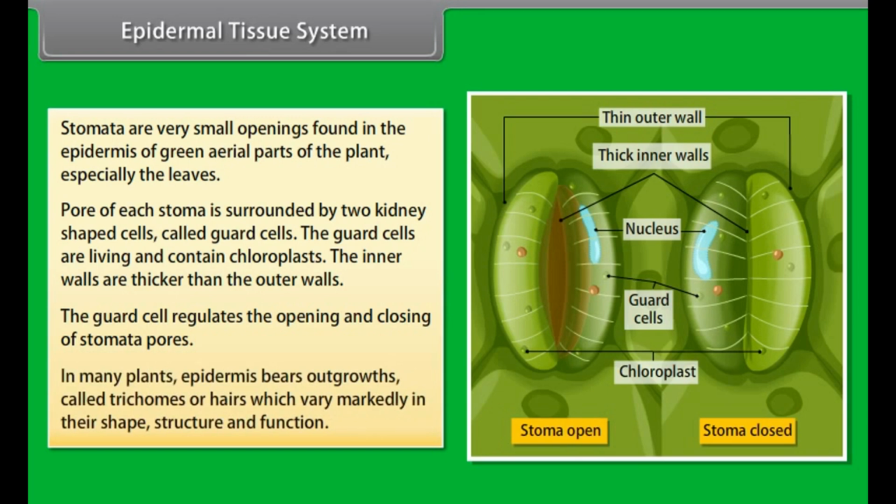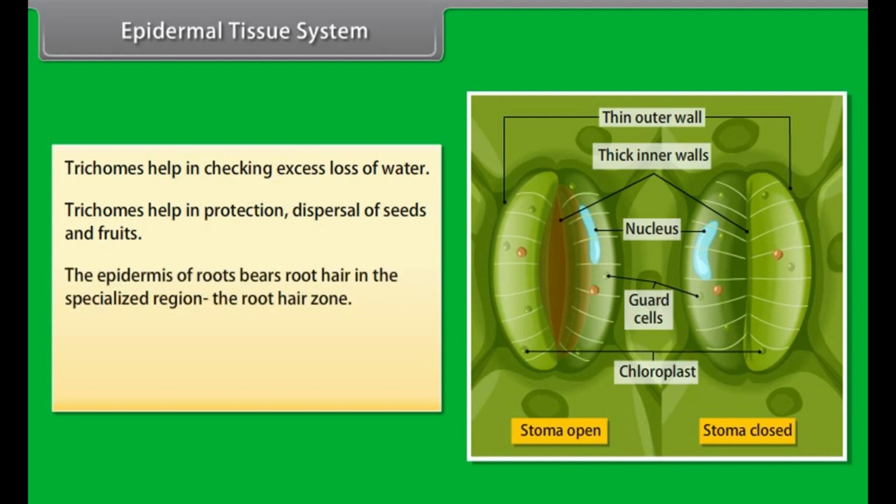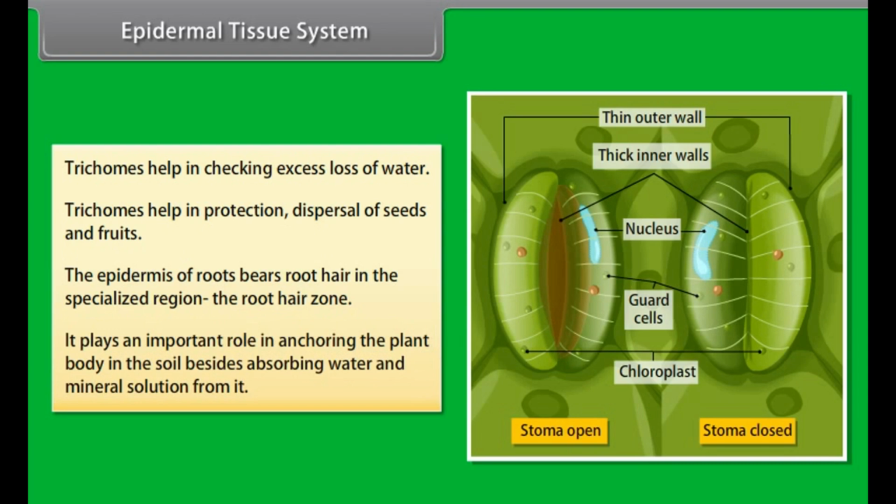In many plants, epidermis bears outgrowths called trichomes or hairs, which vary markedly in their shape, structure and function. Trichomes help in checking excess loss of water. Trichomes help in protection, and dispersal of seeds and fruits. The epidermis of roots bears root hairs in the specialized region, the root hair zone. It plays an important role in anchoring the plant body in the soil besides absorbing water and mineral solution from it.